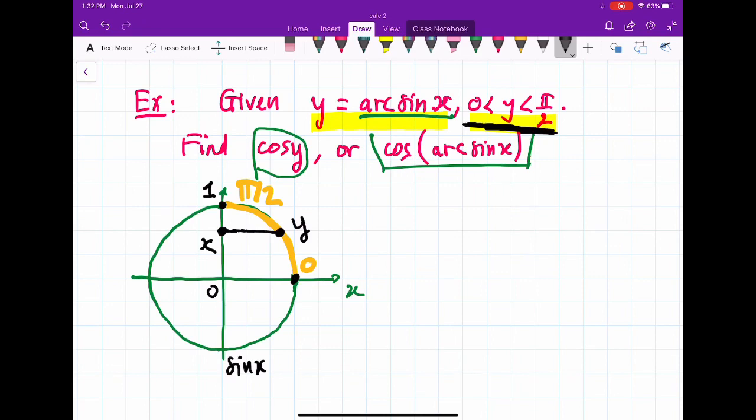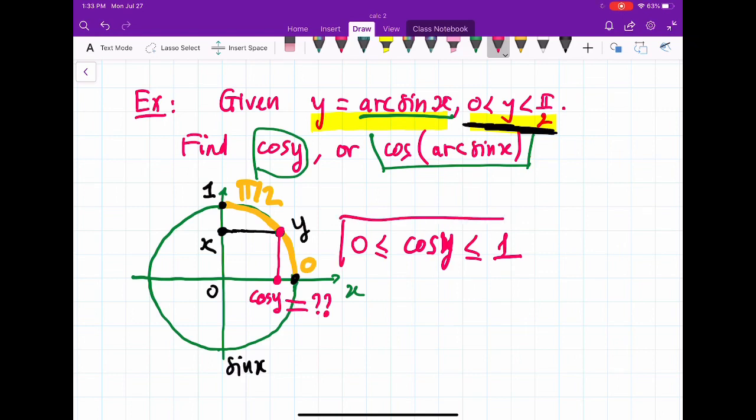And now they ask us to find cosine of y. So now we are at the y. We want to find cosine of y. It's pretty easy. You draw a vertical line. So that is your cosine of y. And that is what they ask you to do. Does that make sense? So from this picture, you will see, yeah, I know exactly cosine of y is in between 0 and 1. That's it.